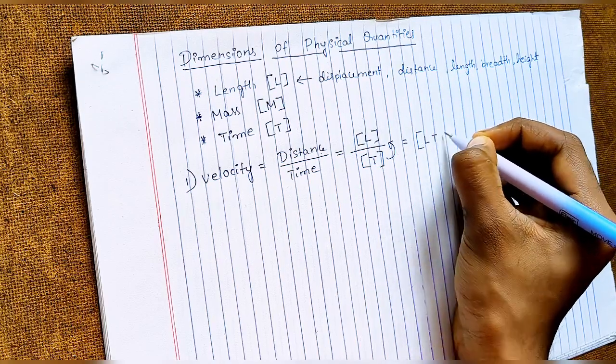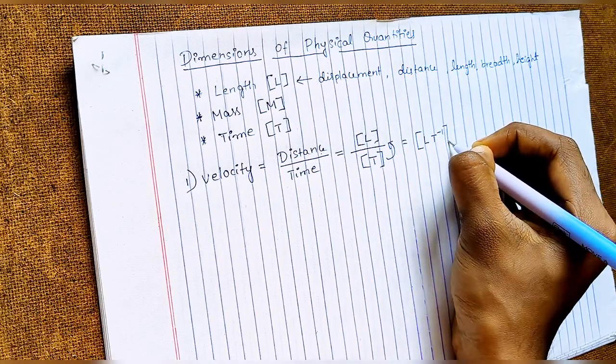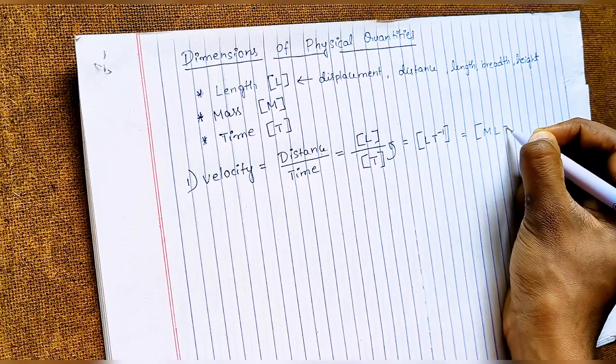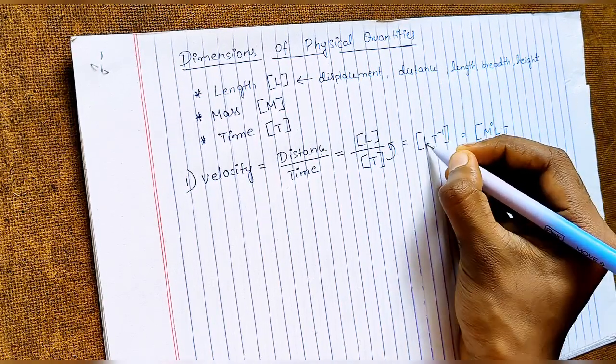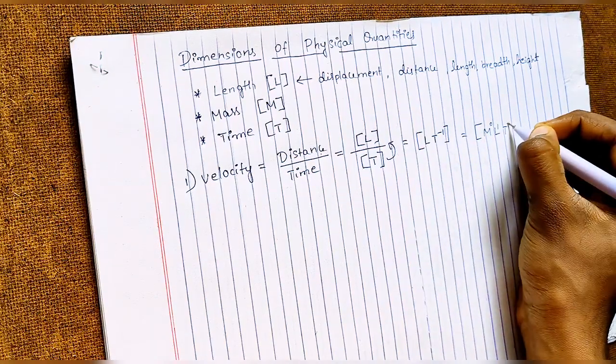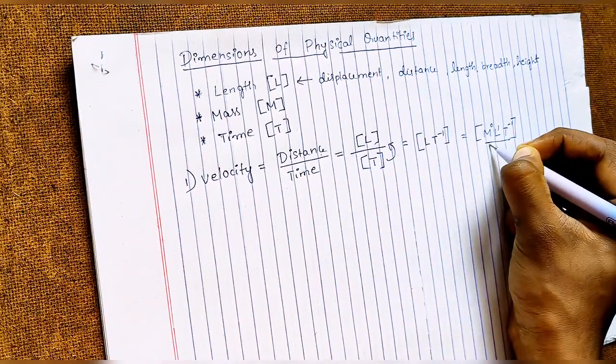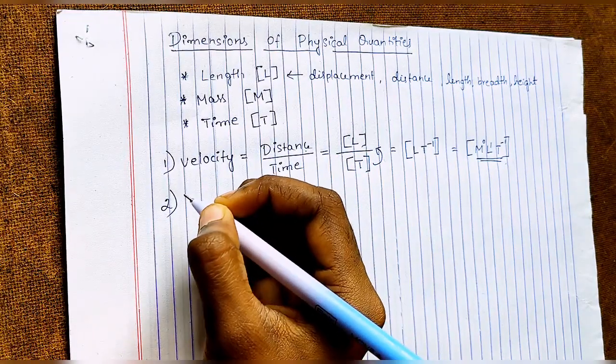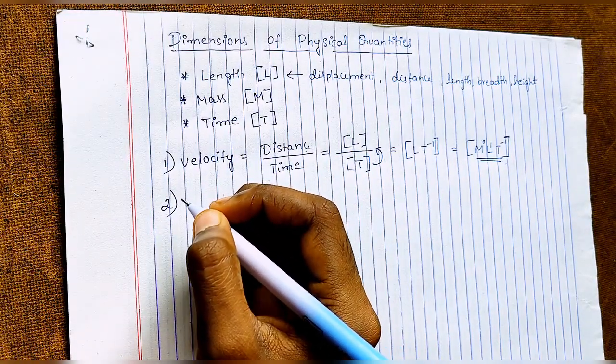Next step is shifting the denominator to the numerator, so I can write L into t to the power plus 1 becomes t to the power minus 1, L into t to the power minus 1. Last step is in MLT form, that is m to the power 0, L to the power 1 and t to the power minus 1.